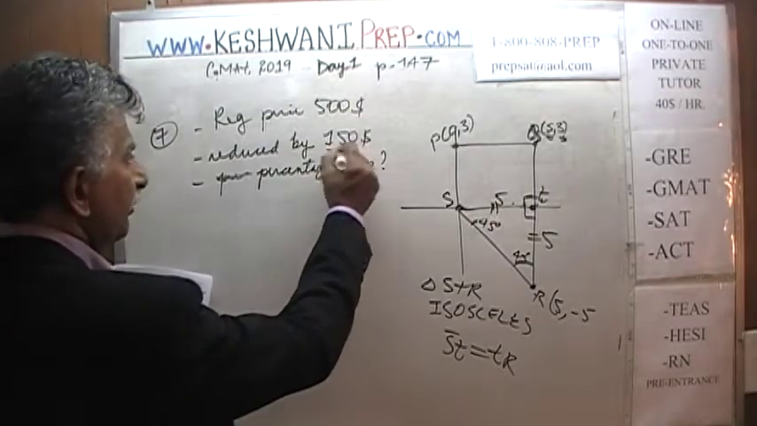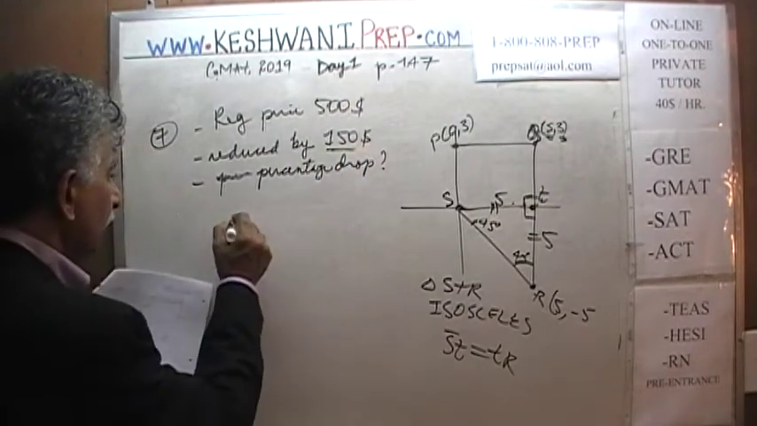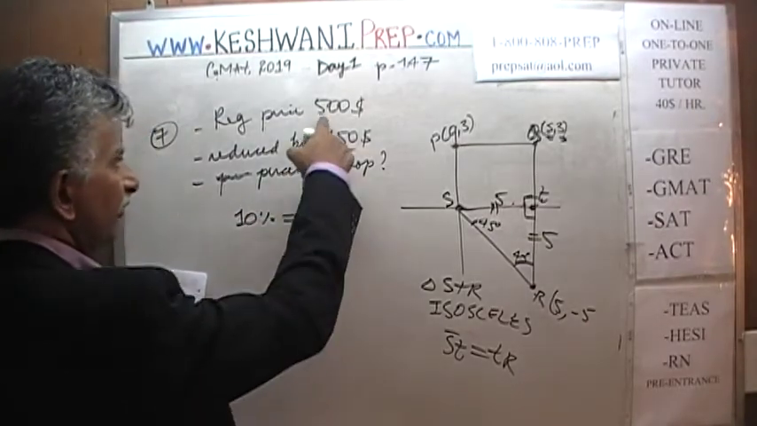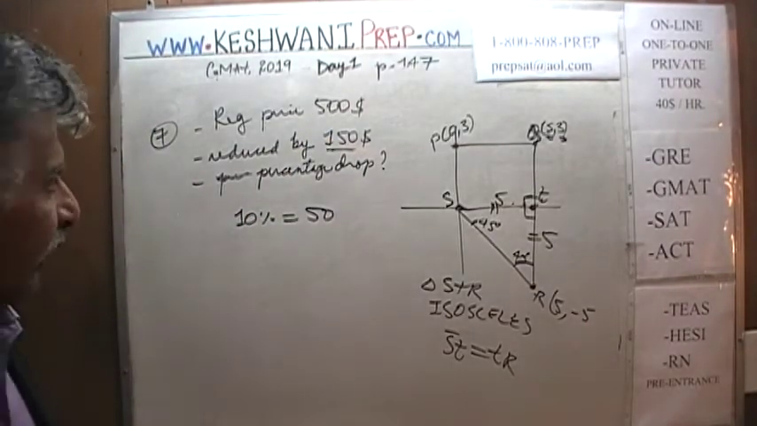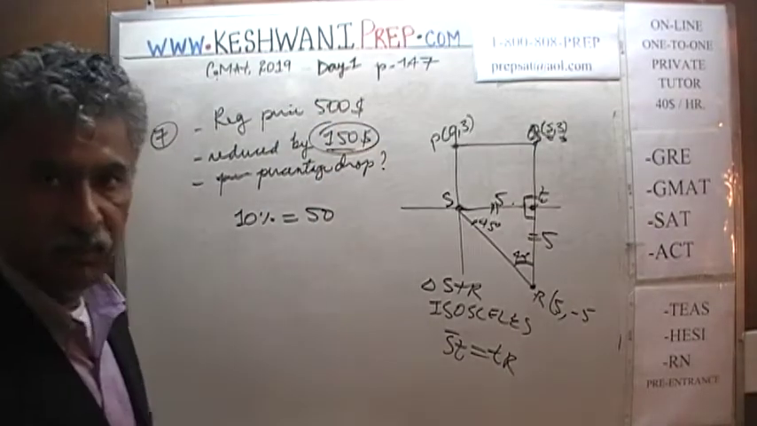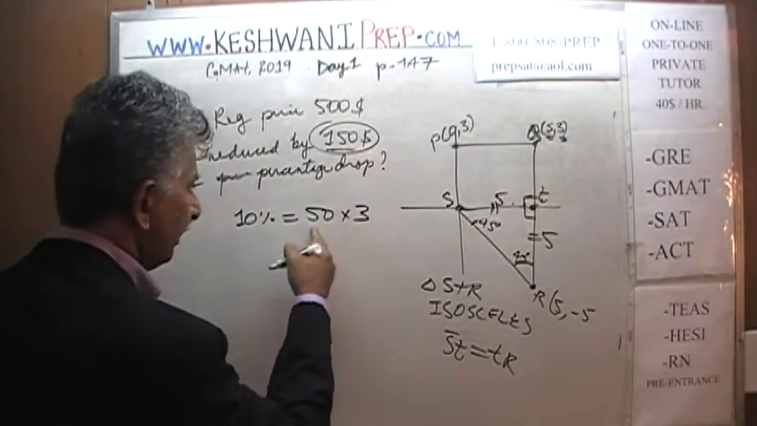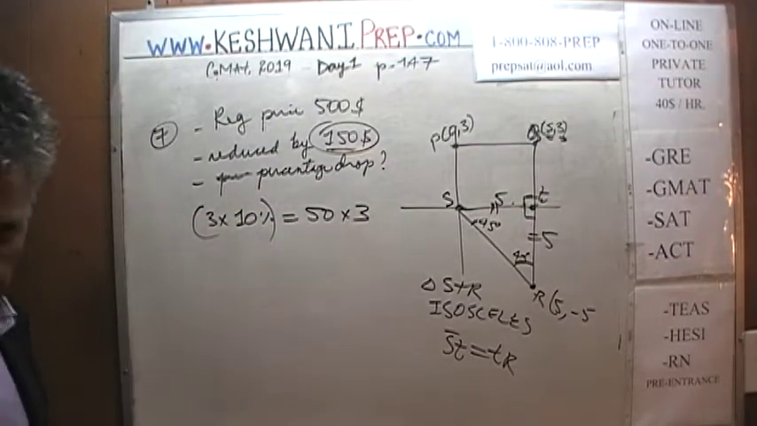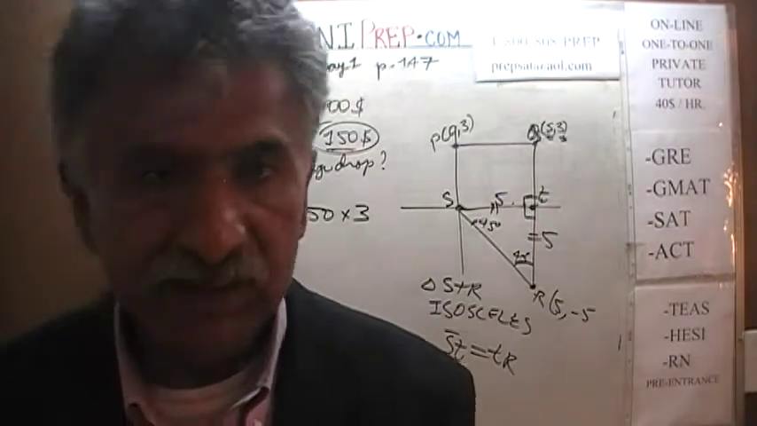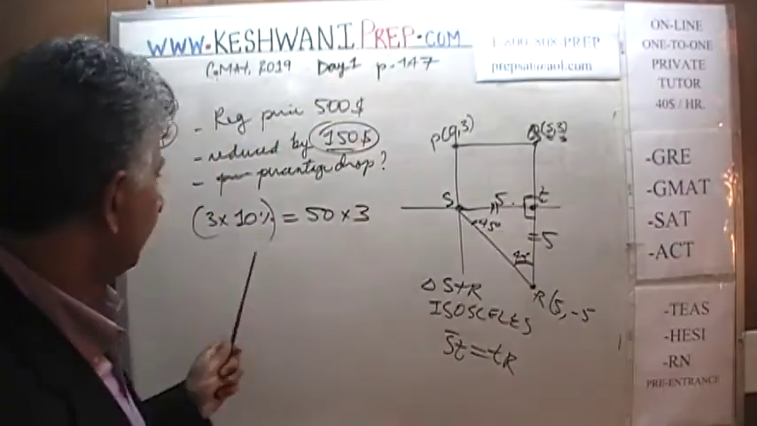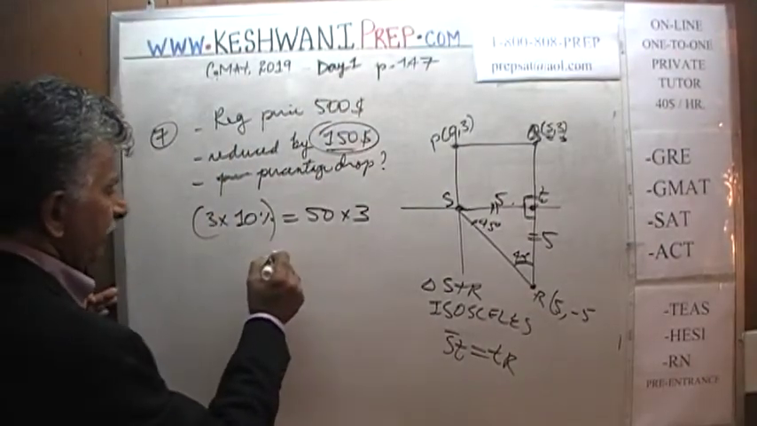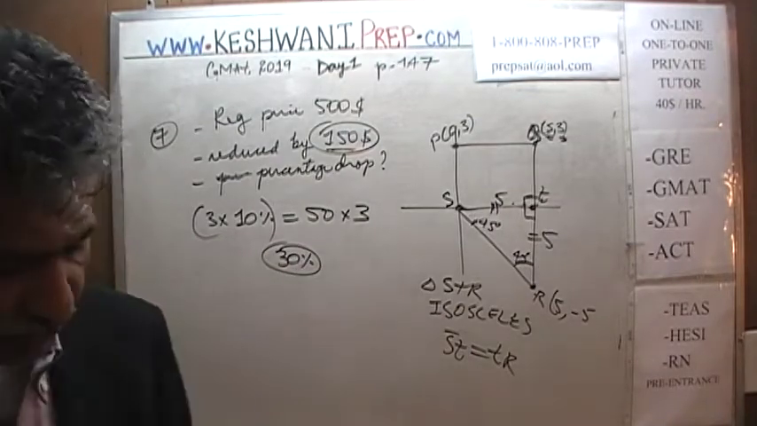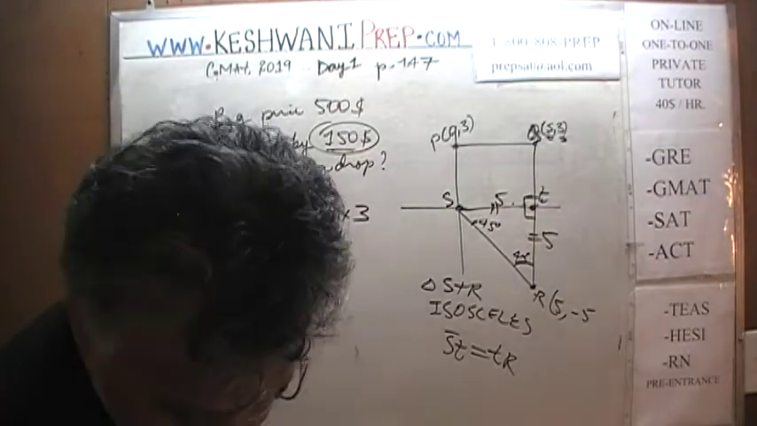Well, they reduce the price by $150. We know 10% of 500 is 50. They did not reduce the price by 50, they reduced the price by 150. So it's 3 times the amount. If we multiply this side of the equation by 3, we must multiply that side by 3. If 10% is 50, 3 times the amount, 150, must be 30%. That's it. What was the percentage drop in price? The answer is 30%. And that's question number 7.